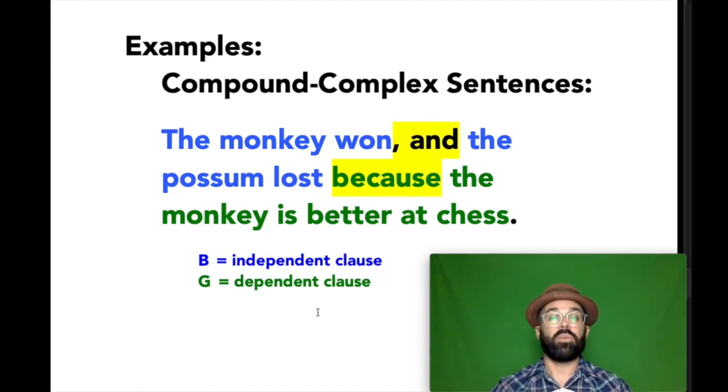So, the monkey won. Independent clause, could stand all by itself. The possum lost. Also an independent clause that could stand all by itself. Those 2 independent clauses are joined by the conjunction and, a coordinating conjunction, one of the fanboys. There's also a comma there, necessary. And then we have the subordinating conjunction, because, and the dependent clause, because the monkey is better at chess. It depends on those independent clauses. And so this sentence is compound and complex at the same time. It's compound because it has 2 independent clauses joined with a coordinating conjunction and a dependent clause joined with a subordinating conjunction. Got it? Let's look at another one.